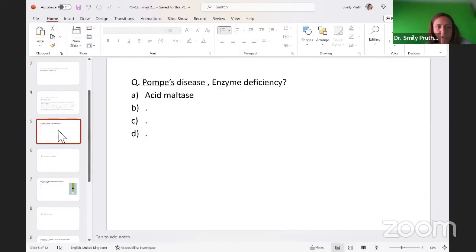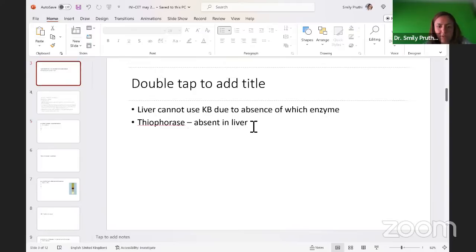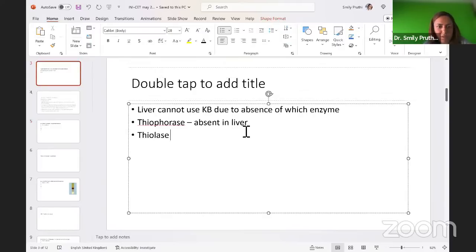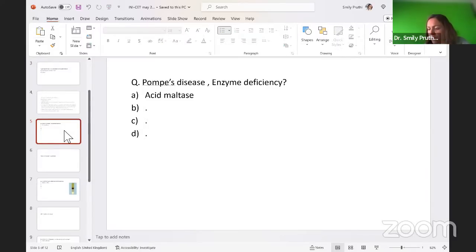Okay. What was the question on Pompe's disease? One question was thiolase. One option was thiolase. That is the first enzyme of ketone body synthesis and also in ketone body utilization. Can you tell me the question on Pompe's disease? Only thiolase and thiokinase, you remember.